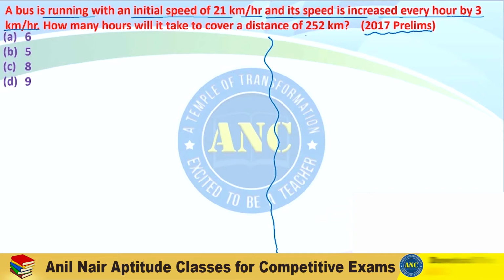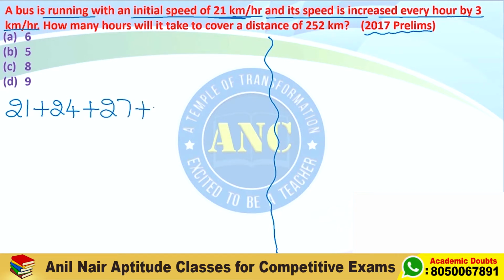Now, the bus is running with an initial speed of 21 kilometers per hour. So, initially it was traveling at a speed of 21 kilometers per hour. For the second hour, it will increase by 3 more. It becomes 24 kilometers per hour. For the third hour, it will increase by another 3 more. It will become 27 kilometers per hour. Next, it will be 27 plus 3, which is 30. And it keeps on continuing. Now, your question is very simple. How many hours will it take to cover a distance of 252 kilometers?